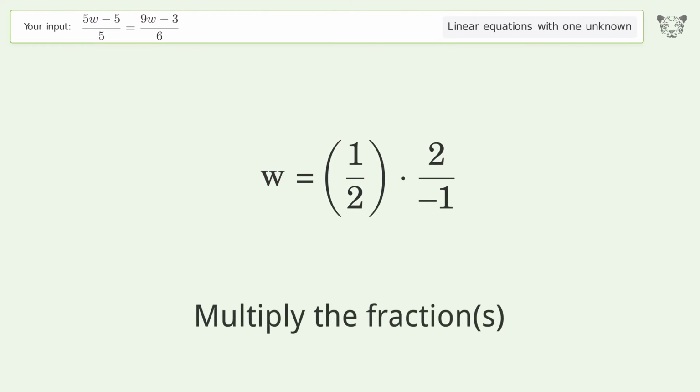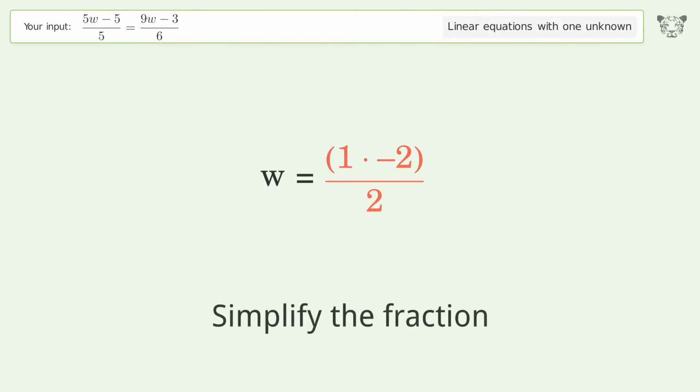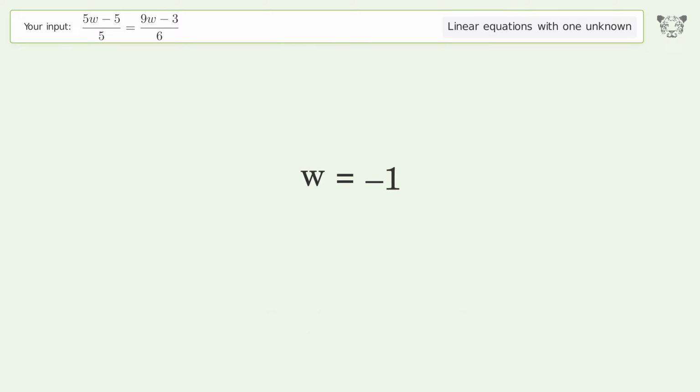Multiply the fractions. Simplify the fraction. And so the final result is w equals -1.